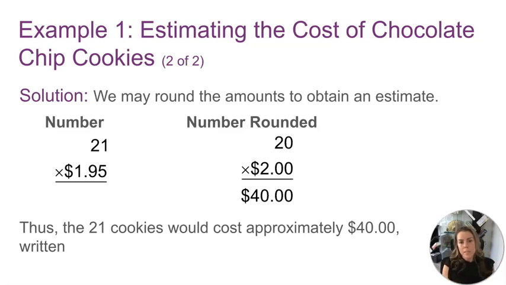And so 20 times $2 is going to be $40. So her approximate answer for all these cookies would be about $40. But the important thing here is to notice that we rounded the numbers first and then did the calculations. And the way we write it is with the little squiggly equal signs, and so it's approximately $40.